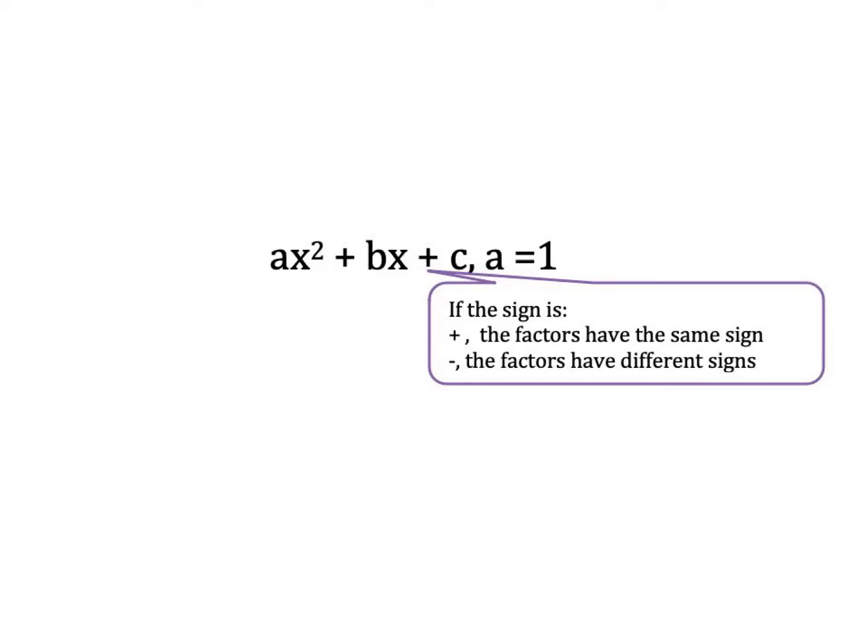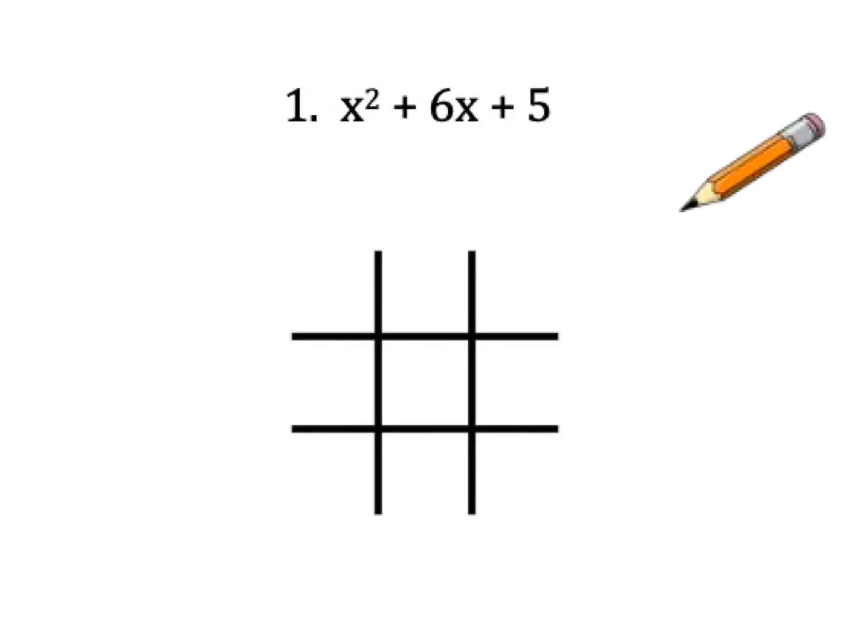One of the things you always do is make sure your trinomial is in standard form. I get some hints from this right here. If this is a plus, I think, well, the only way I'm going to get a plus here is if I multiply either two negatives or two positives together. So if it's a plus, the factors are going to have the same sign, whereas if it's a minus, my constant, I'm going to have two different signs. So let's do this first one.